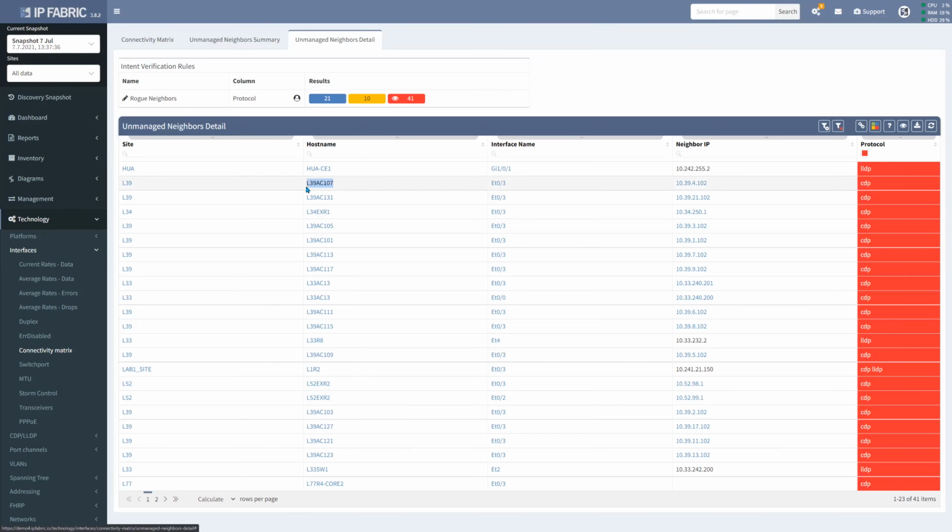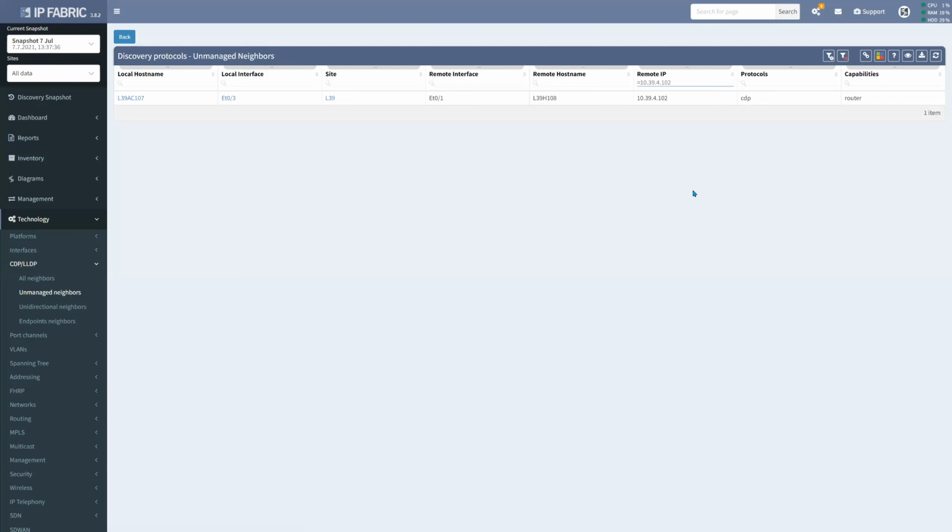So let's say here is the hostname L39AC107. Through the interface Et0/3, there's an IP address 10.39.4.102 that we registered through the CDP protocol. Now, what does it mean? When we click on that, we get more details. It tells us there is a router. Again, this is the information we receive through the CDP protocol. And this is the hostname that we receive through the CDP protocol, which, when you look at our hostname and the hostname of the device that we didn't discover, they look very alike. So that can be our device.